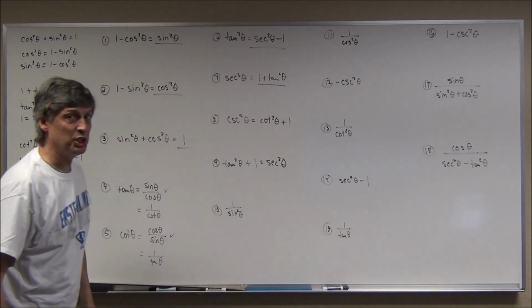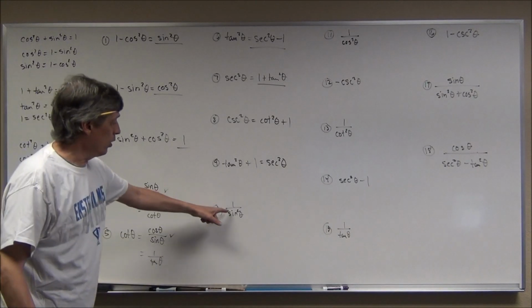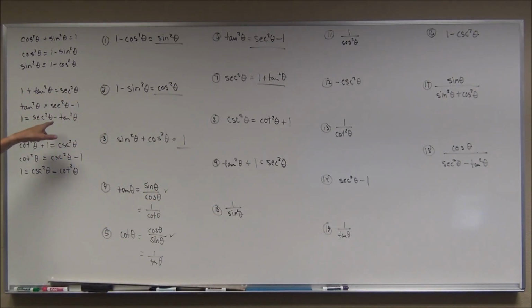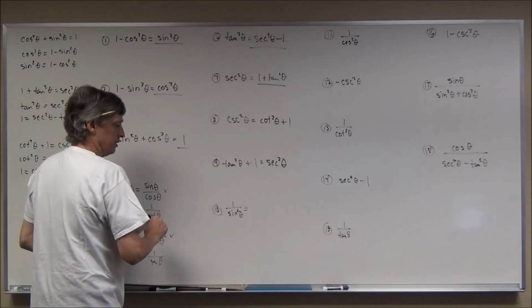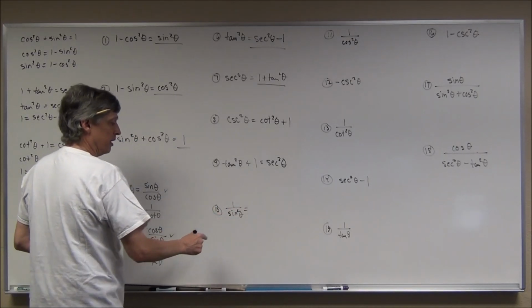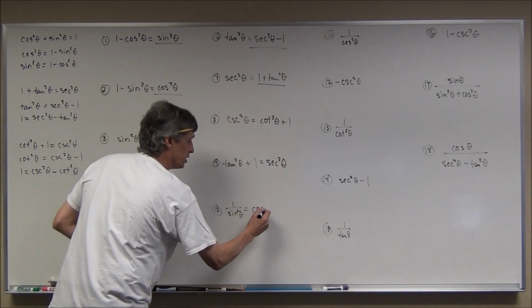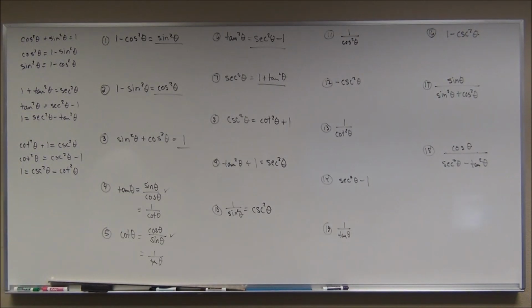Okay, just trying to get you used to working with these Pythagorean identities. Now, 1 over sine squared, I don't think they want you to plug in for sine squared 1 plus cotangent squared theta. I think what they want you to do is rewrite this. 1 over sine of theta is cosecant. So 1 over sine squared of theta is cosecant squared theta. Most likely that's what he wants there.